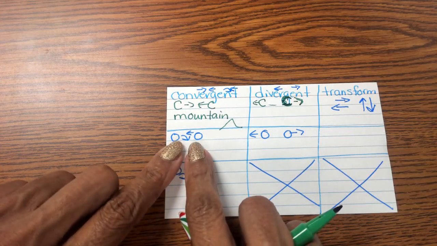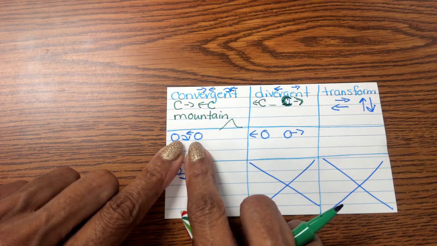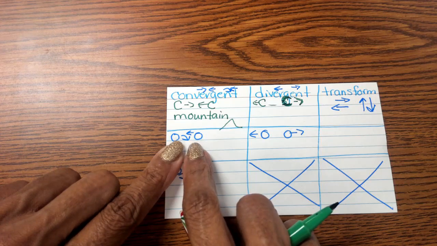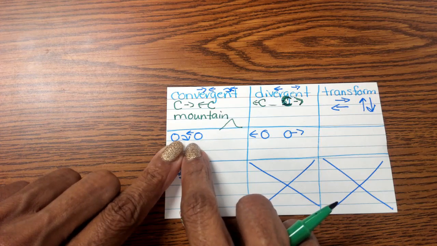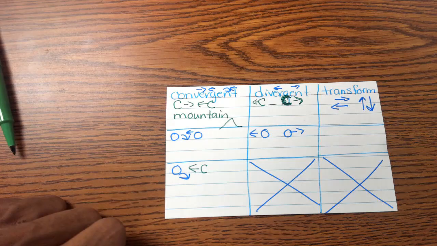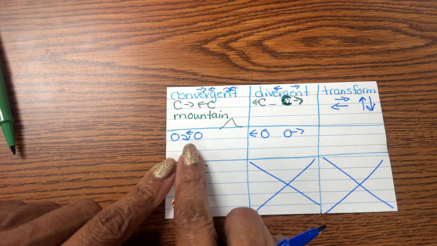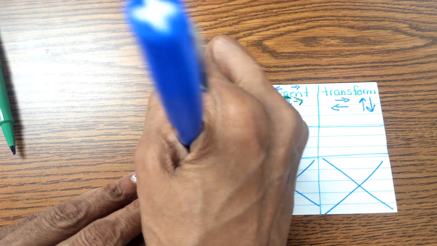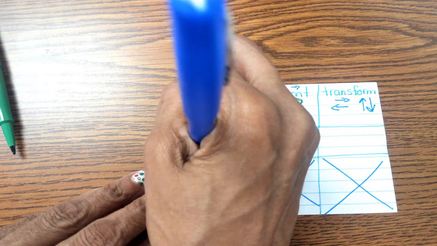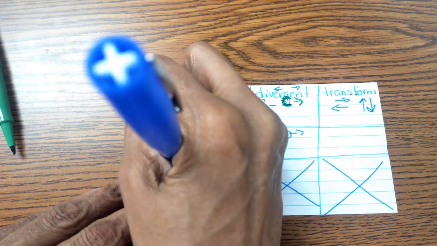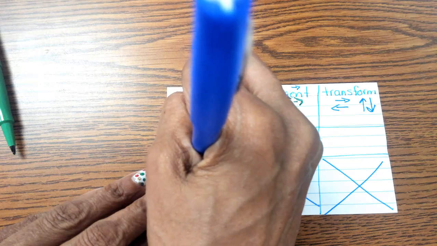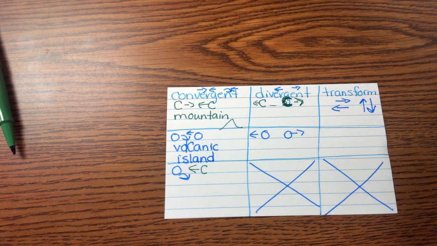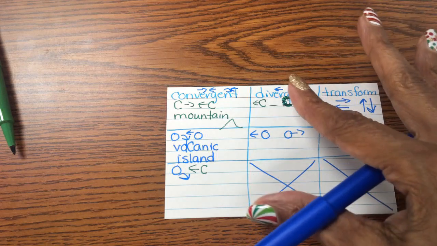Now, when you have two ocean crusts coming together, one of those ocean crusts is going to subduct or sink underneath the other. So if you have two ocean crusts coming together, you're going to get a volcanic island, or as I said in the other video, a volcano in the water.